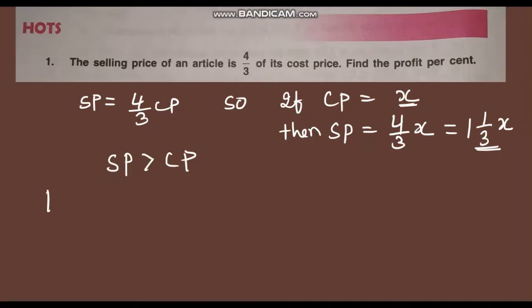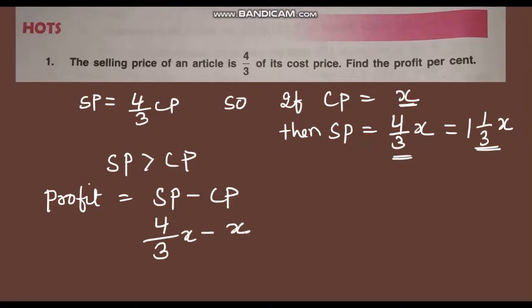So we have profit. Profit will be equal to SP minus CP. Now your SP is 1 by 3, but here let us write 4 by 3x. 4 by 3x minus x. So here we don't have denominator in CP, so we'll write x by 1. Now take out the LCM. It will be 3. So you'll be left with 4x minus 3x in the numerator. It will be equal to x by 3.